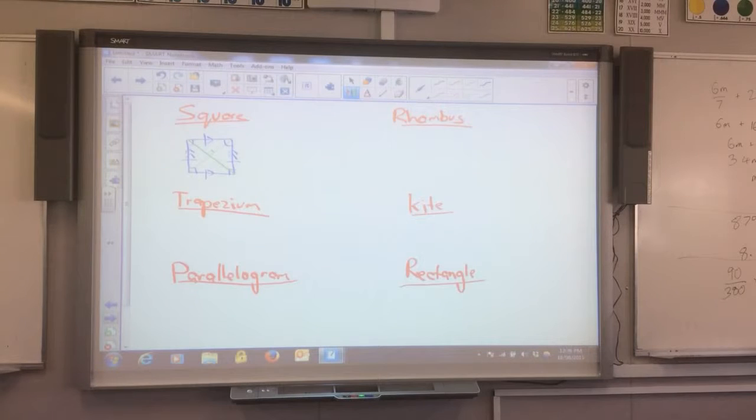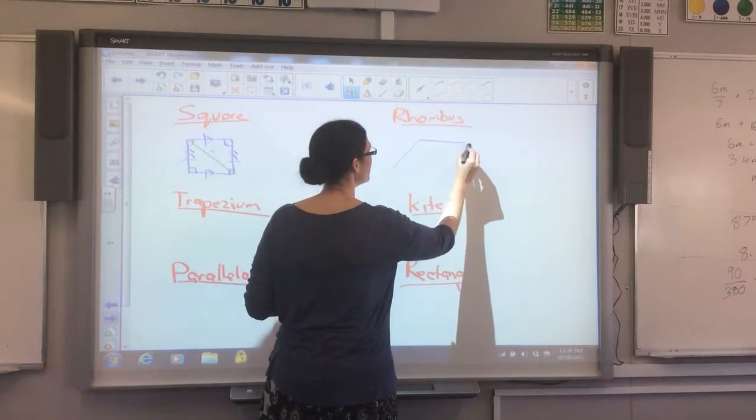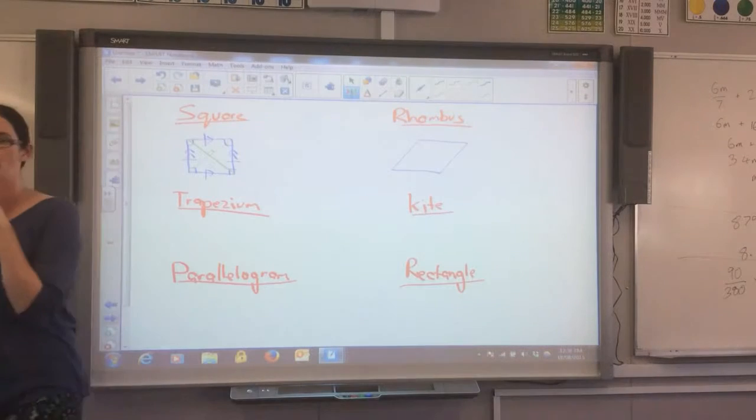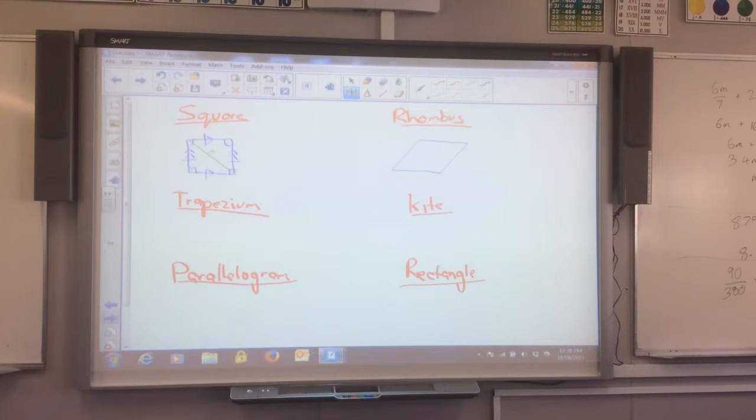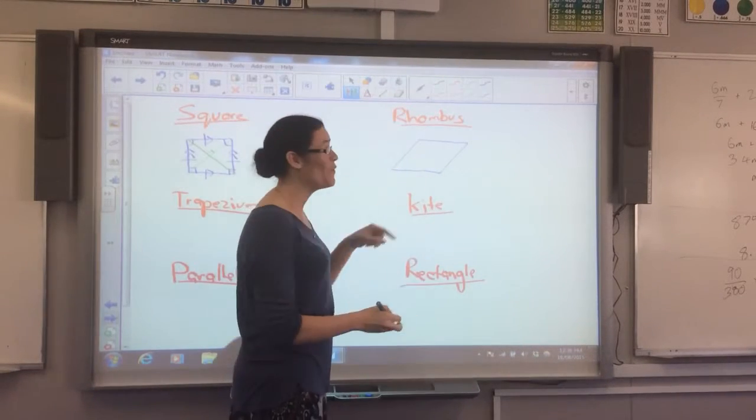Okay, what's a rhombus? It's like a pushed over square. It's a badly built square. It's a dodgy square. It's like a diamond on its side. Yeah, we don't use the word diamond in maths, we use the word rhombus. Okay, so I still have all four sides the same.